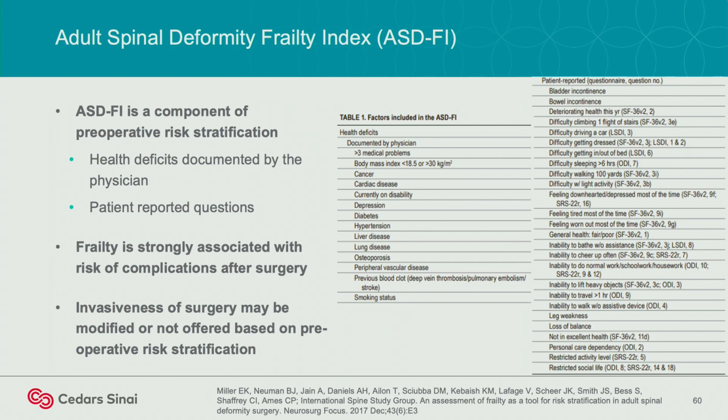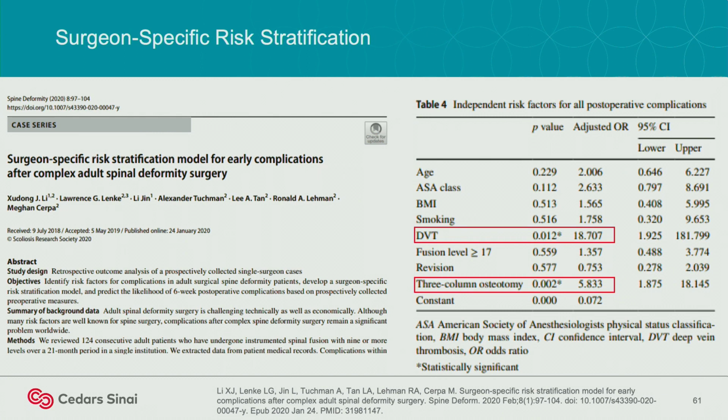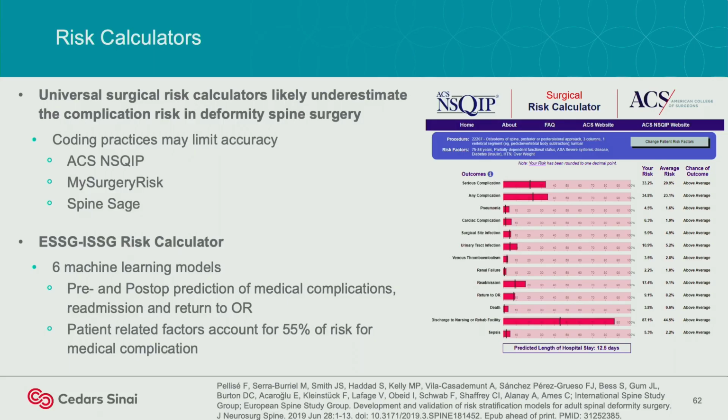And then the final piece is modifying our plan or not offering surgery in scenarios where patients are just not going to be good surgical candidates because of medical comorbidities and severe frailty. Obviously, if we could all create our own surgeon-specific risk stratification, I think that would probably be the best thing, although not very many people have the clinical volumes of a Chris Shaffrey or Lawrence Lenke where they can create their own risk stratification. So risk calculators using generalized data are going to be very helpful, and honestly, some of the work that Chris Ames is doing on this topic.